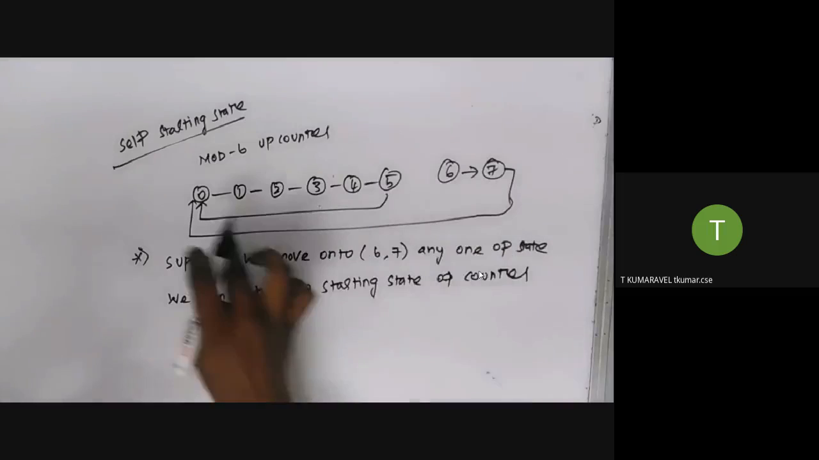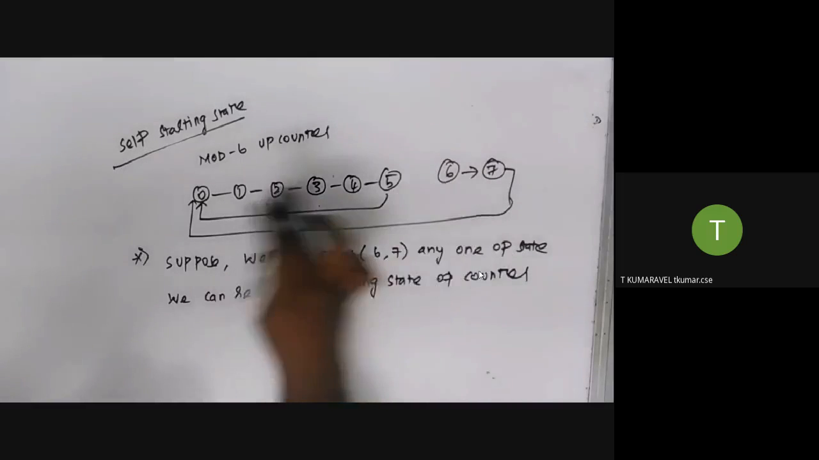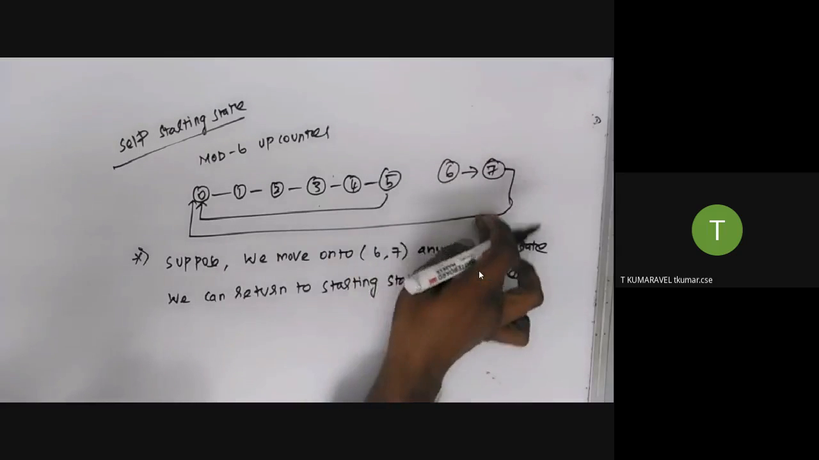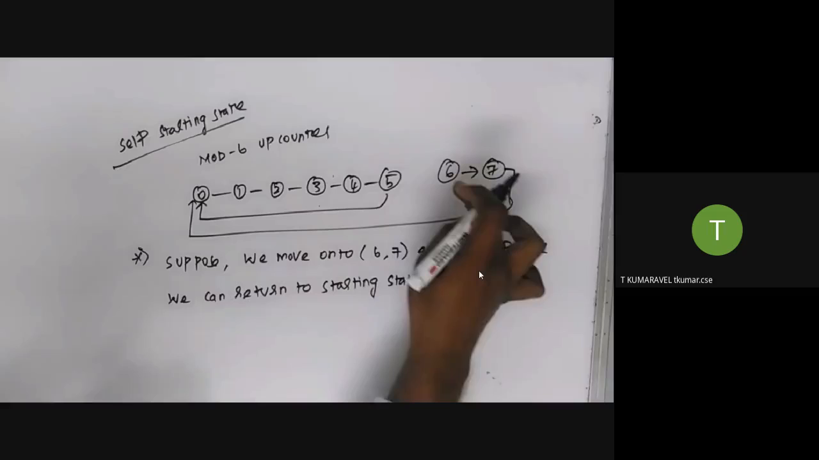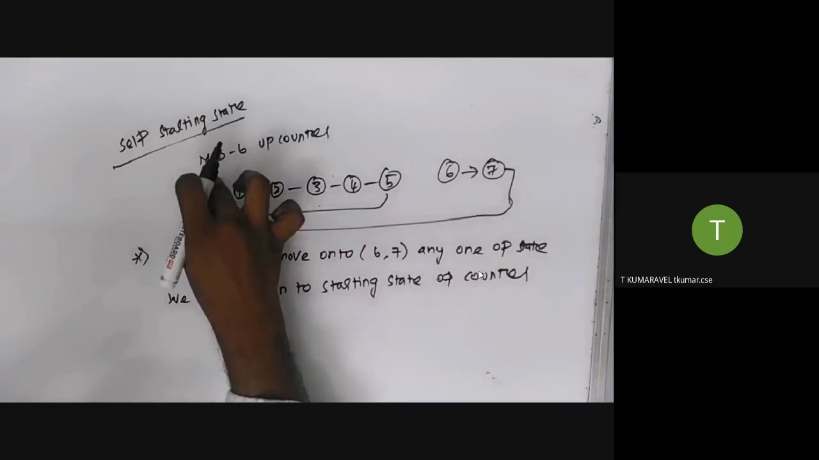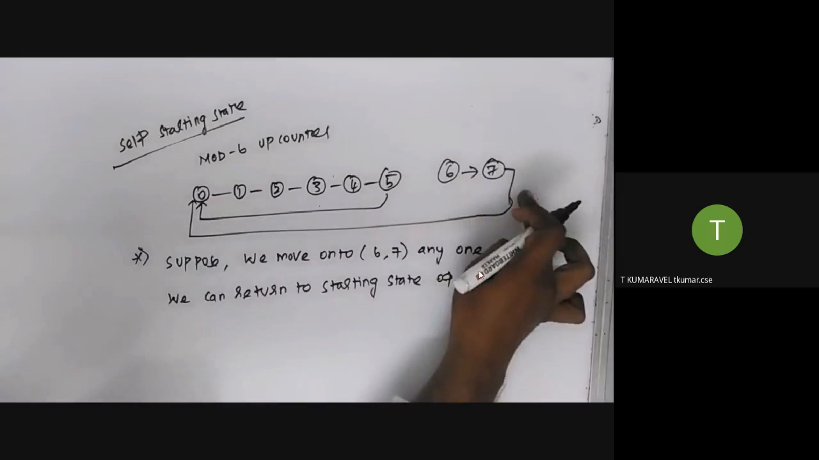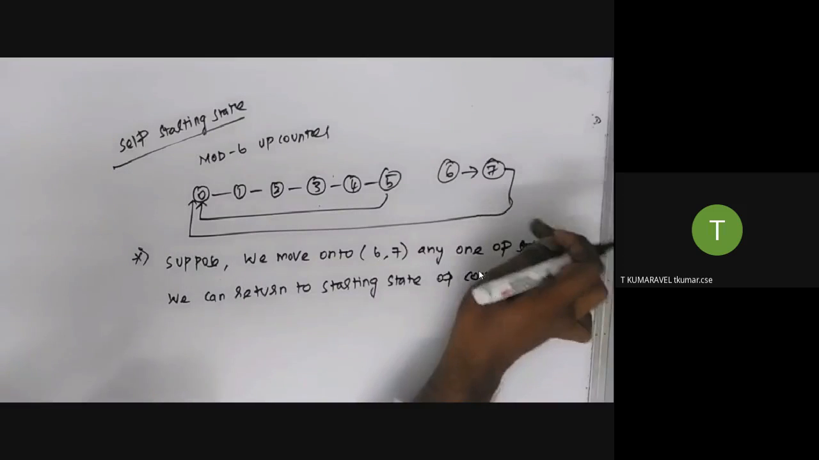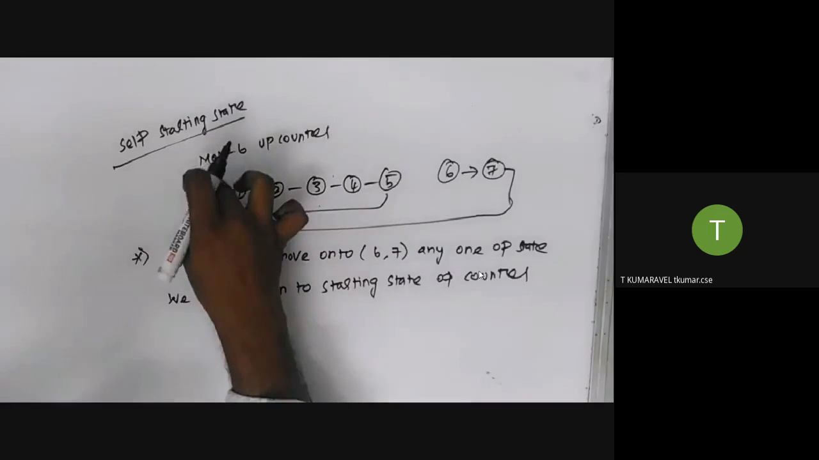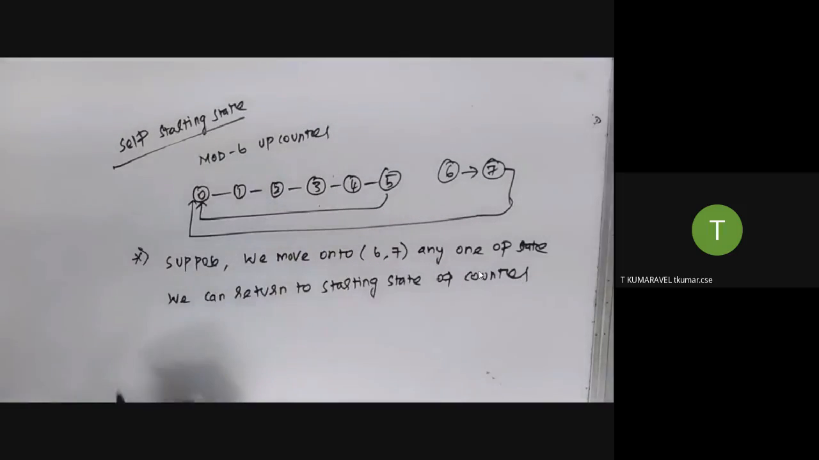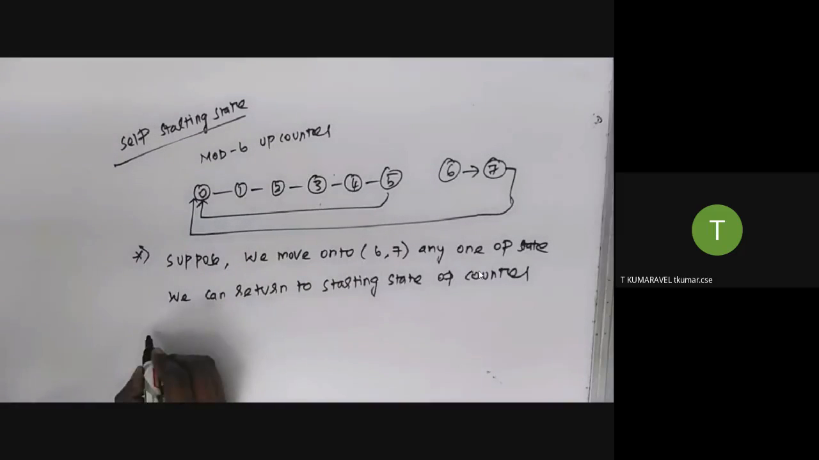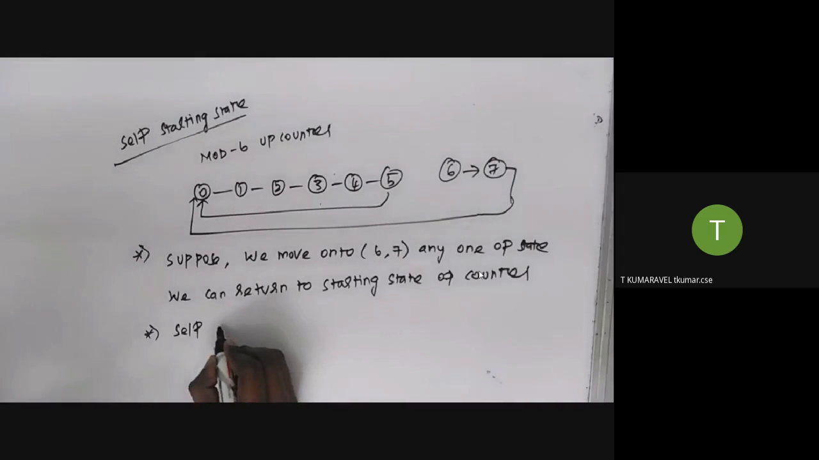For example, the diagram should appear like that. I have drawn 6 and 7 and connected them again to the starting state. Suppose I am in 6, if I give two clock cycles, I will reach the starting state. Suppose I am in 7, I will provide a single clock cycle, and I can reach the starting state. If this is the case, the entire diagram we call self starting state.